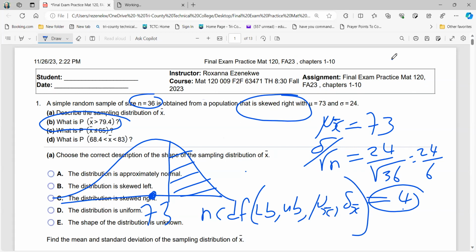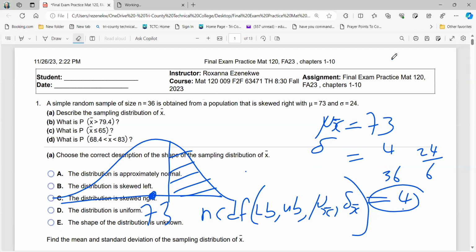So I will quickly substitute in this information. So remember, we found the standard error right here. So we know that standard error is right here. So I'm going to clean this part. All right, so now I will substitute, get my calculator and do it. So normal CDF.